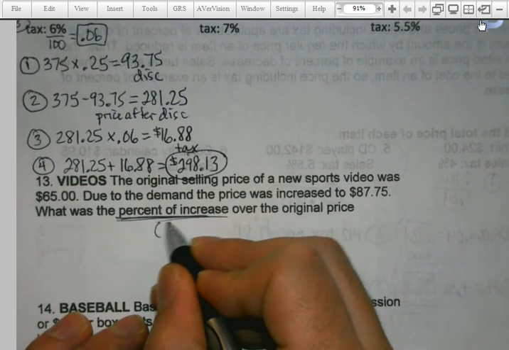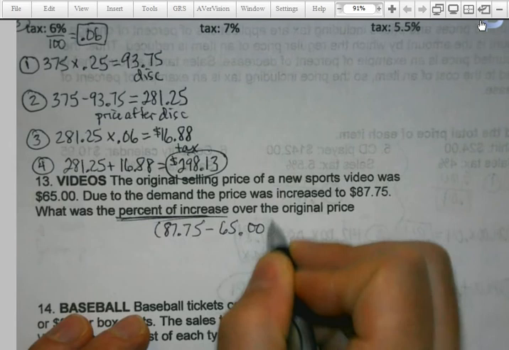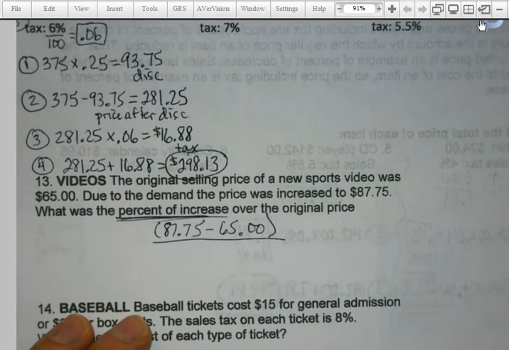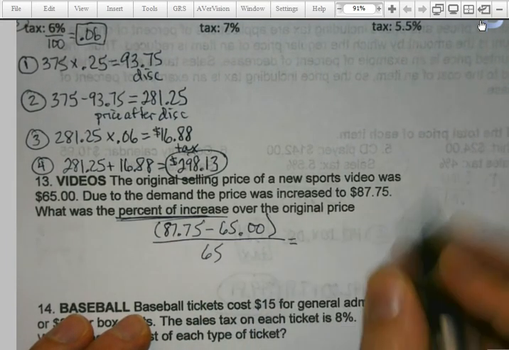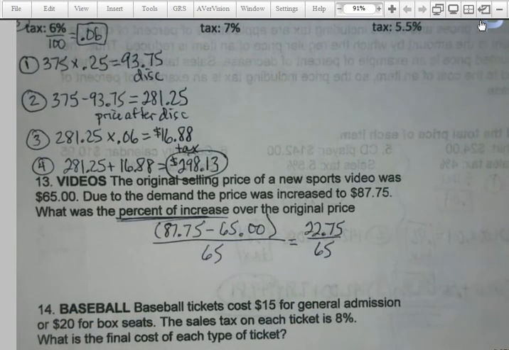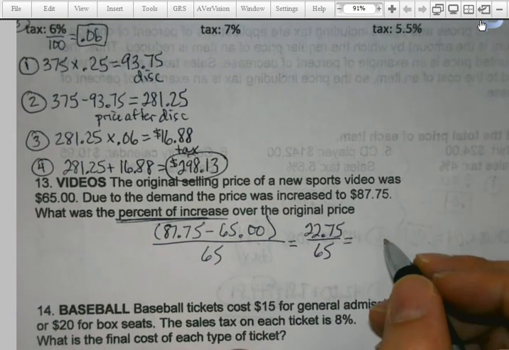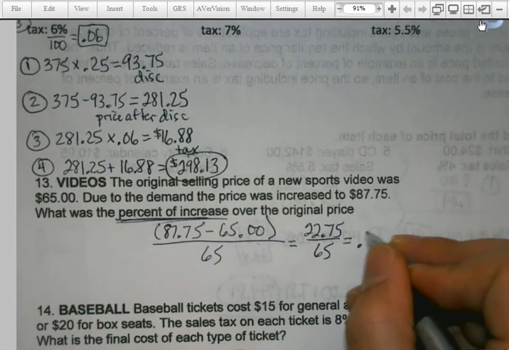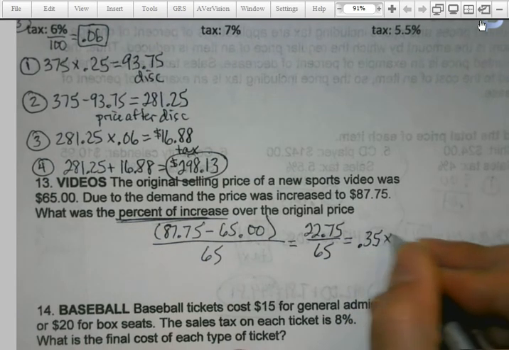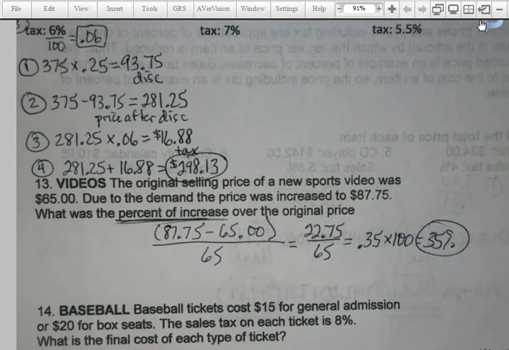So again, percent of increase. Subtract them. Now it could be any of the things. What was the price of the video originally? $65. So I'll subtract the numbers up top. Divide by the 65. But again, remember, when you get that decimal, you've still got to times it by 100. 35% increase in price. Holy cow.